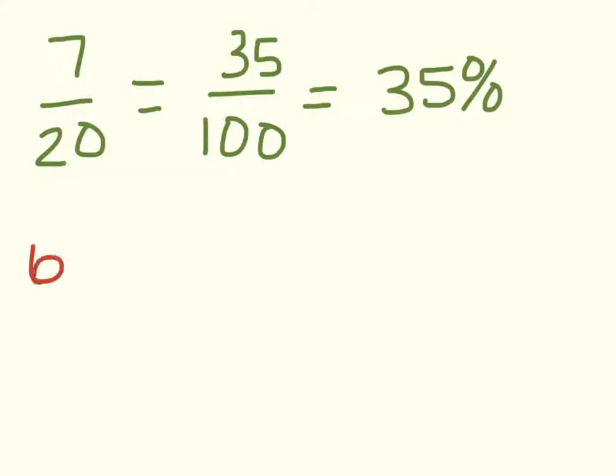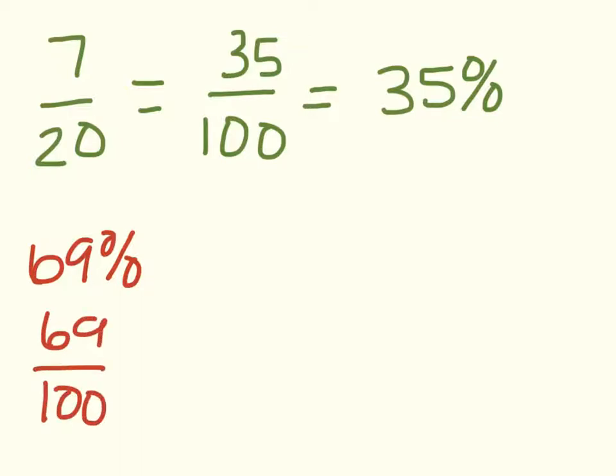Let's try another one as a quick review. How would you express 69% as a fraction? Well, 69% means 69 per 100. So it simply becomes 69 over 100. Now let's move on.